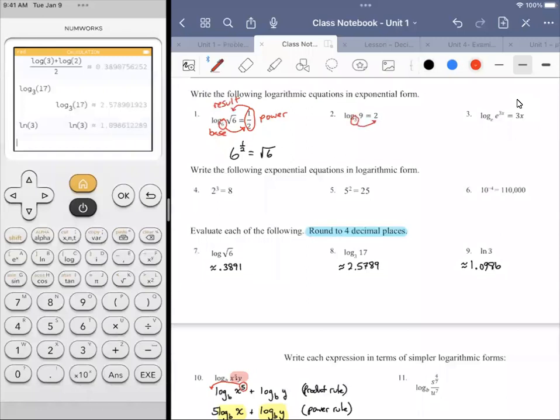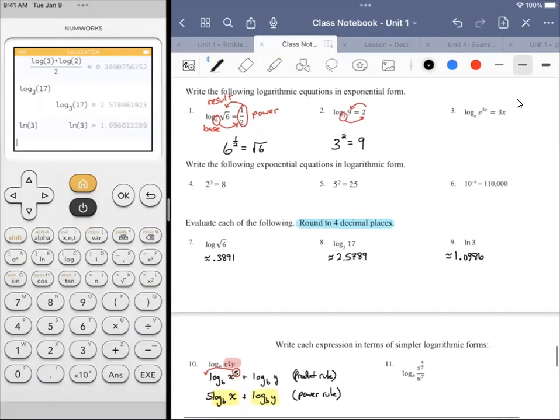Start here, go here, and there. So 3 to the 2nd is equal to 9. Again, it doesn't matter. Yes, it so happens that 3 to the 2nd is equal to 9, 6 to the 1/2 is equal to radical 6. It's not the point. It's just practicing going from one form to the other.